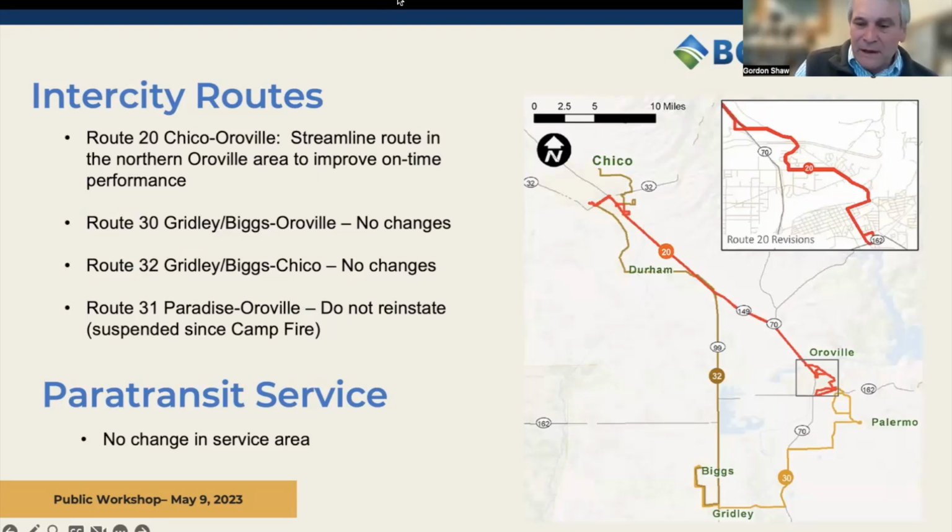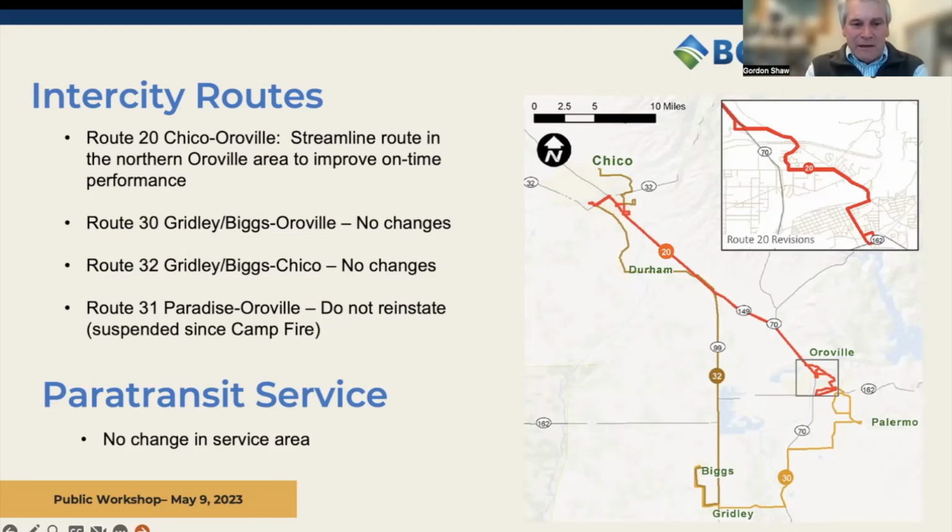And then the final thing on this is that back even before the Camp Fire, there was a Route 31 from Paradise to Oroville. And we looked at the productivity of that and how effective that was, and decided that that was not a good use of funds to put that back in, that most of the people up on the ridge, they want to go to Chico rather than to Oroville. So that we're focusing the service on Paradise down to Chico.